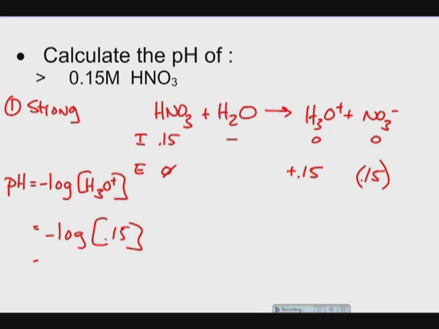0.15 and do the math. Now, in doing that, we're going to take the negative log of 0.15. I got negative 0.824. And because we're going to take the opposite of the log, that's going to result in a pH of 0.824, so below 1. Like I thought. So there's our pH value. Pretty straightforward. Strong acids and strong bases as well are pretty easy to calculate pH values because they just all dissociate.